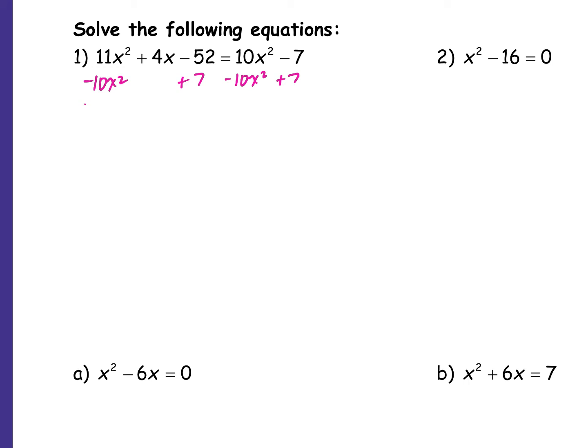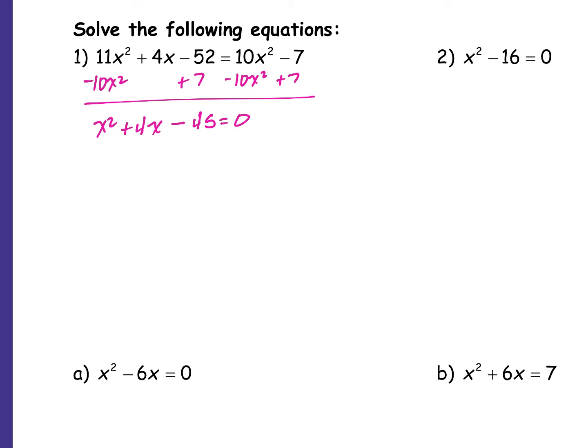Add 7. And let's see, what do we get? x squared plus 4x minus 45 equals 0. Is that right? That's good. And then the first thing I want to do is check to see if I can factor this. Because if I can factor it, I can use the zero product property, which is the easiest way. If I can't factor it, I'm going to have to use the quadratic formula.